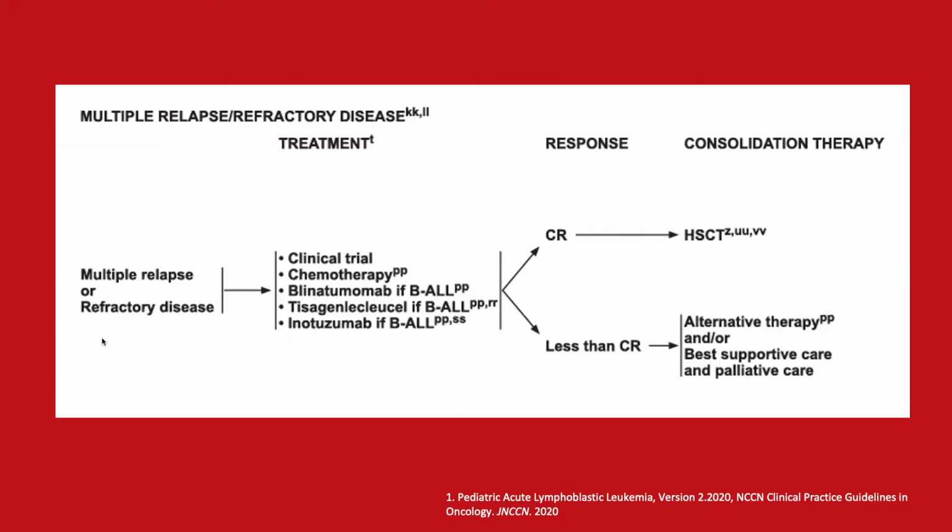And this is just a snapshot from the NCCN Pediatric ALL guidelines. It emphasizes here that anyone with multiple relapses or refractory disease can then move on to join another clinical trial, maybe involving a certain targeted therapy, different variations of chemotherapies, or blinatumomab, tisagenlecleucel, and inotuzumab. And we want to achieve a complete response or remission so we can get these patients to a bone marrow transplant before they relapse again.